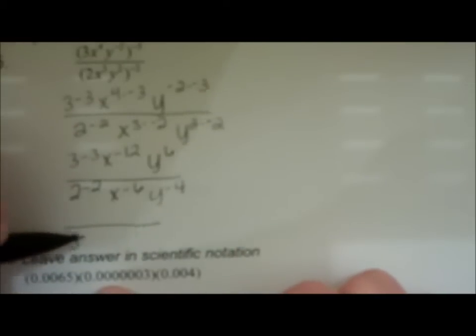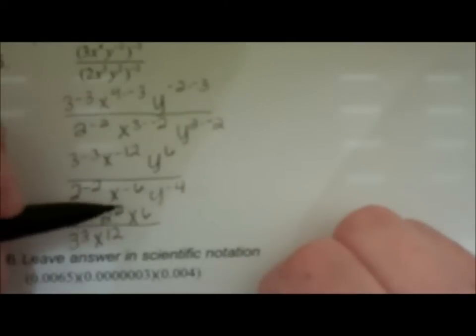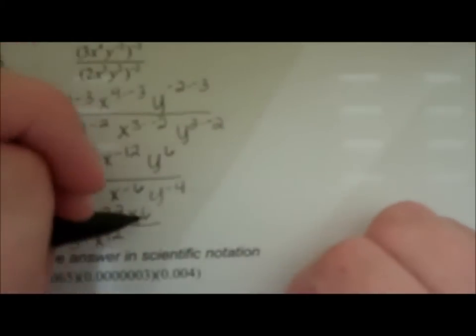That's going to become 3 cubed. Then I have x to the negative 12. That's going to go to the bottom. X to the positive 12. Y to the 6 stays at the top. Now I'm going to work with the bottom. 2 to the negative 2, that's going to go to the top. 2 to the 2. X to the negative 6, that's going to go to the top. X to the 6. Y to the negative 4, that's going to go to the top. Y to the 4. Okay, now I'm going to simplify from there.